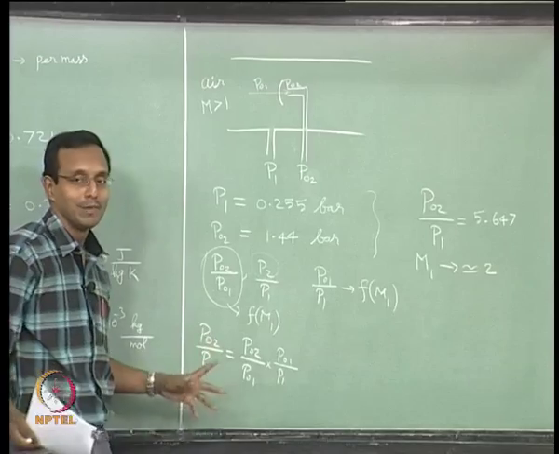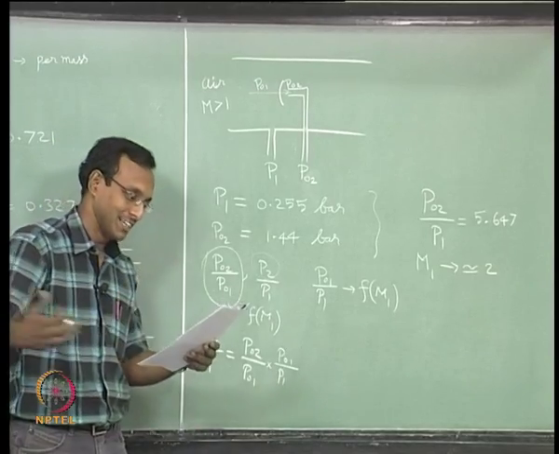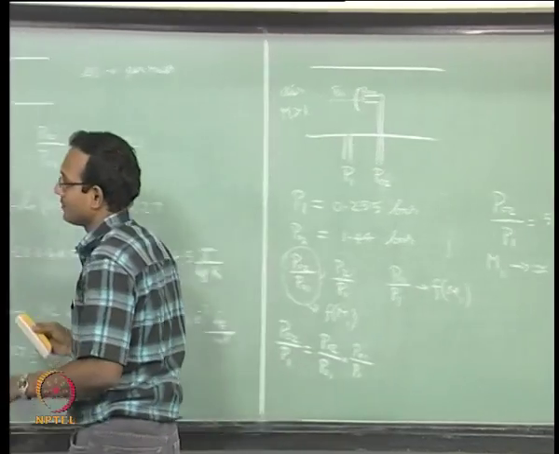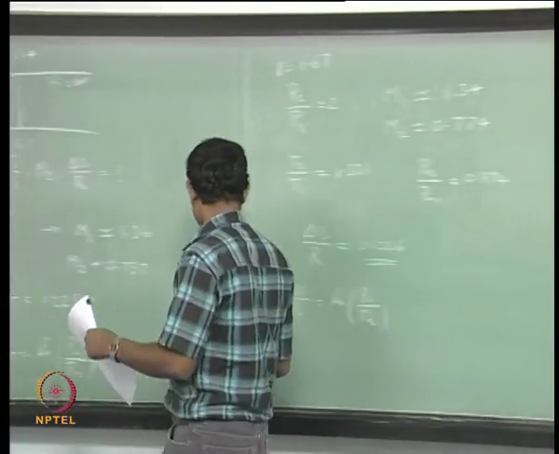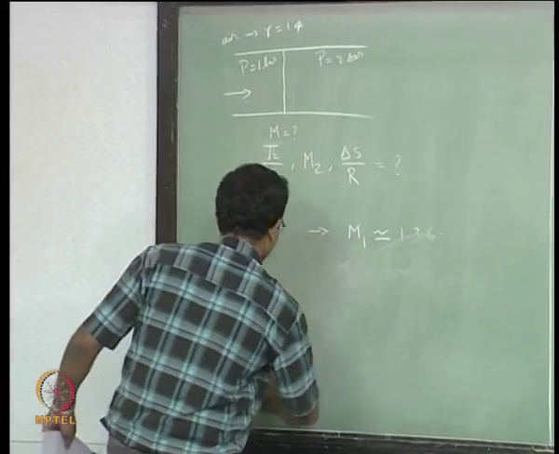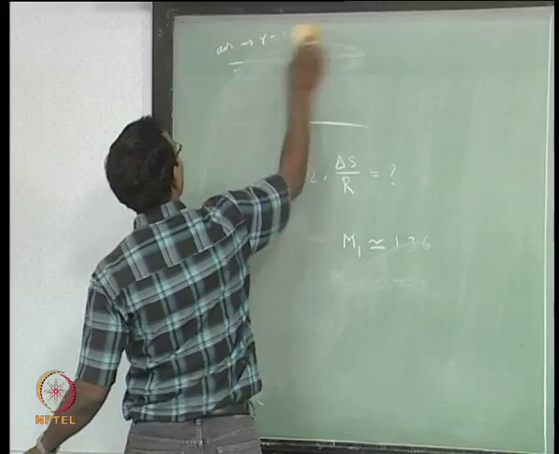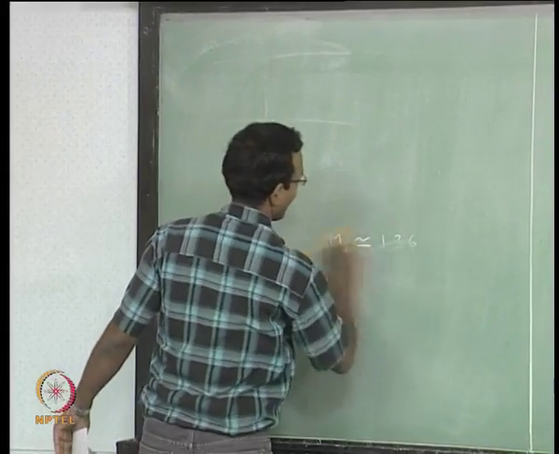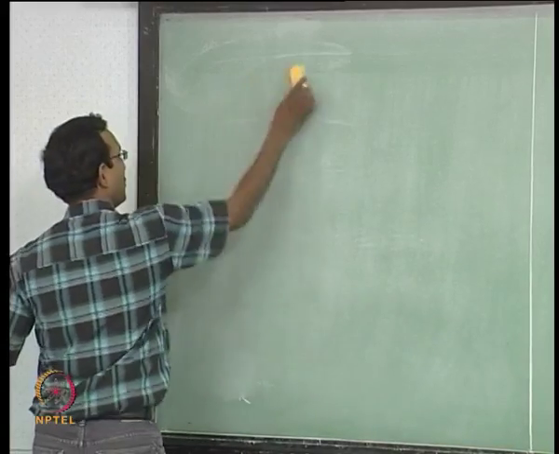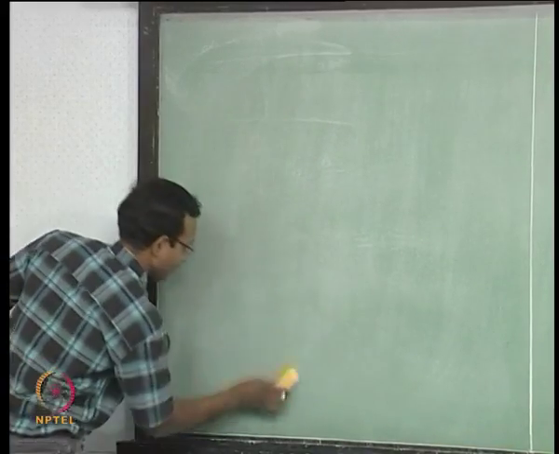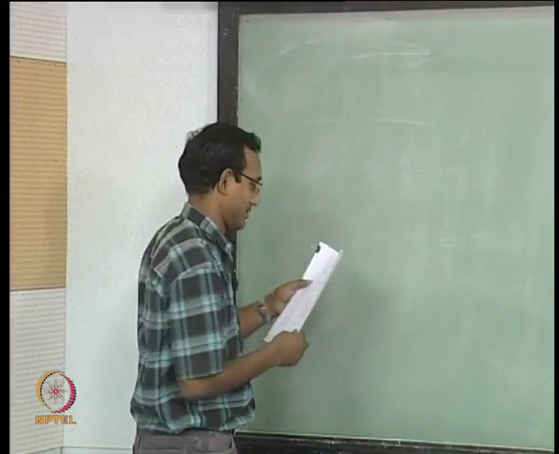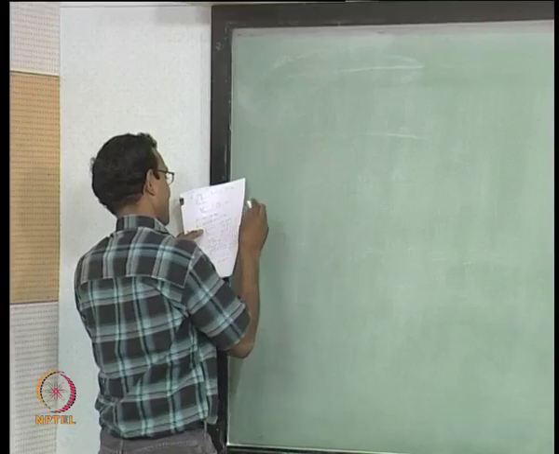Now my job is simple, I just have to form a table and start guessing numbers. I will do that on the other board, and I have to reach the final P02 by P1. You know the answer now, so you know how to guess the correct answer, but let us say I do not know. We will assume I do not know that M1 is going to be 2, because that is what you will be ending up with when you are solving problems in exams. So, we will assume some case like that.